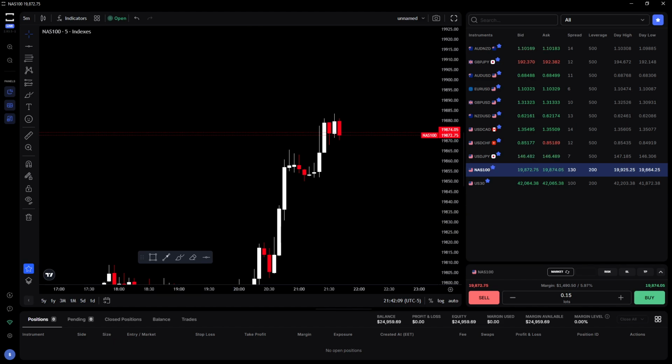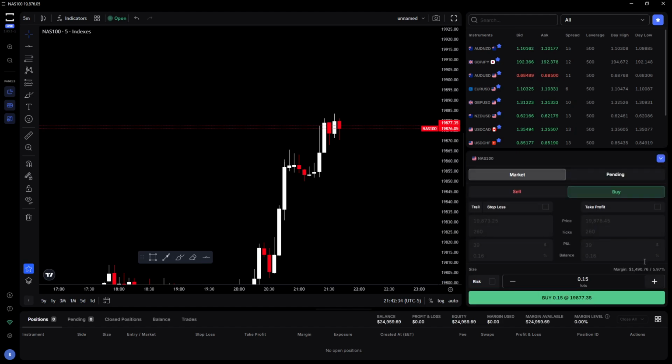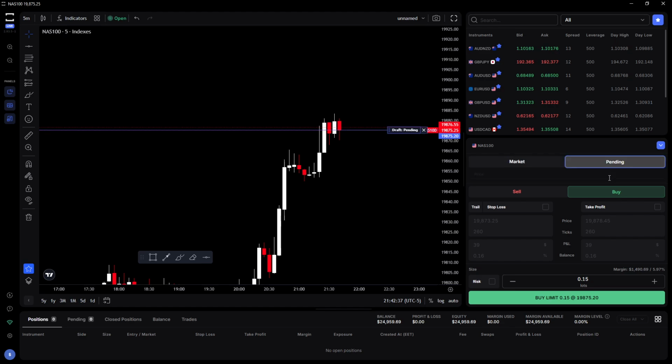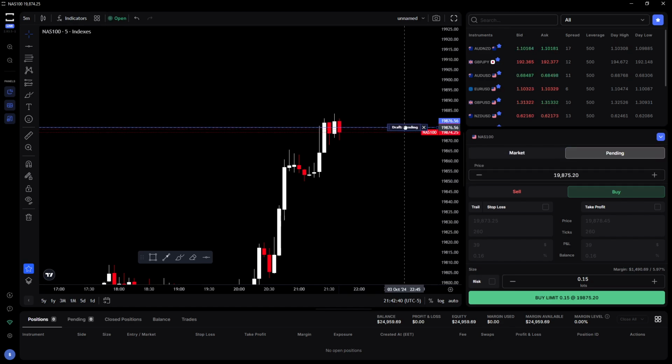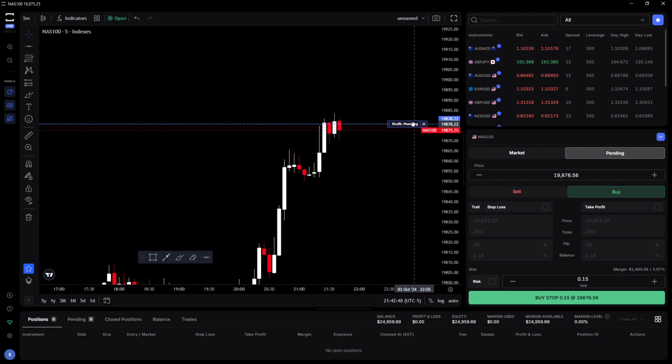A pending order, there are 4 different types: buy limit, sell limit, buy stop, sell stop. Pending orders are essential tools for Forex traders. They allow you to set trades at specific price levels instead of just jumping in at the current market price. Depending on the platform you're using, you'll see market order, pending order, and you can choose where you want to put your pending order, whether it's a buy limit, sell stop, buy stop, or sell limit.